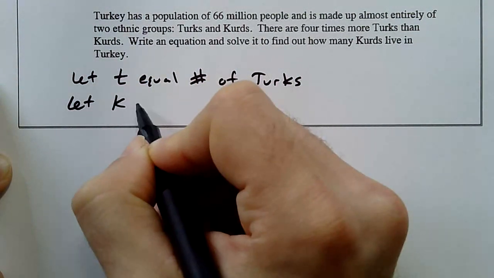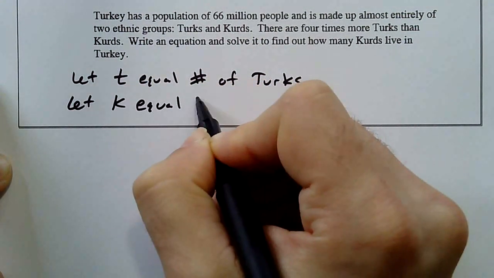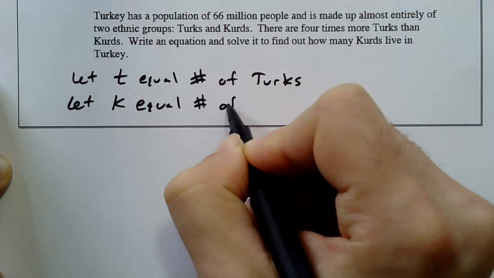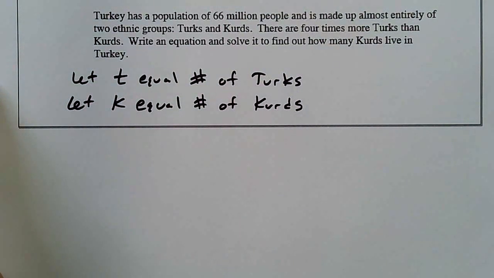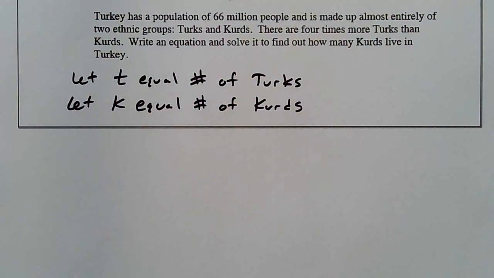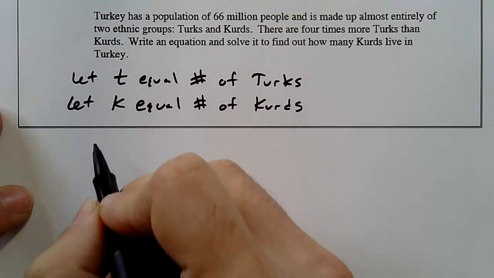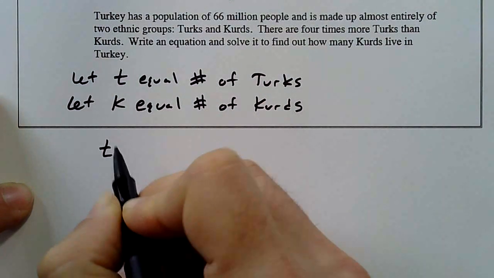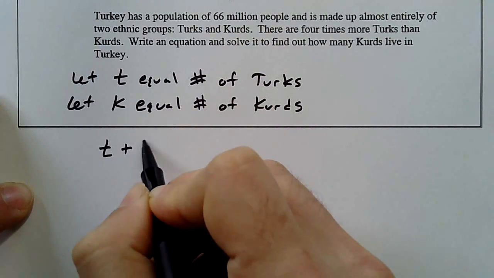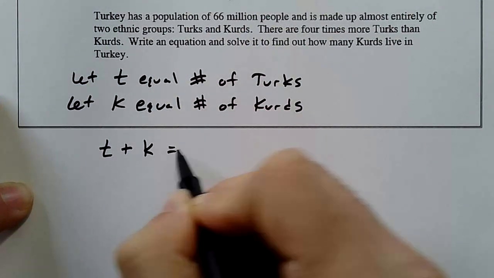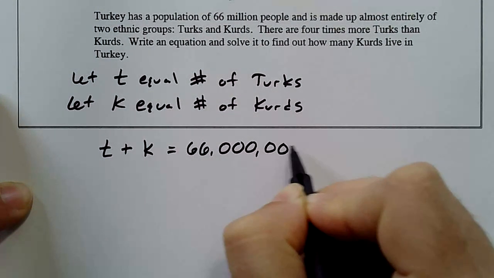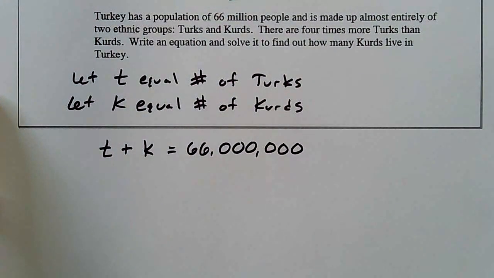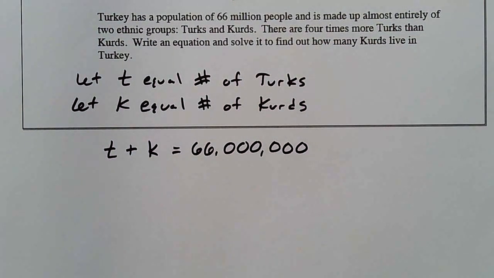Let K equal the number of Kurds. It tells us that the population of Turkey altogether is 66 million people. So that tells us, our first equation, that the Turks plus the Kurds will equal 66 million total people. All right, so that's an equation about people.